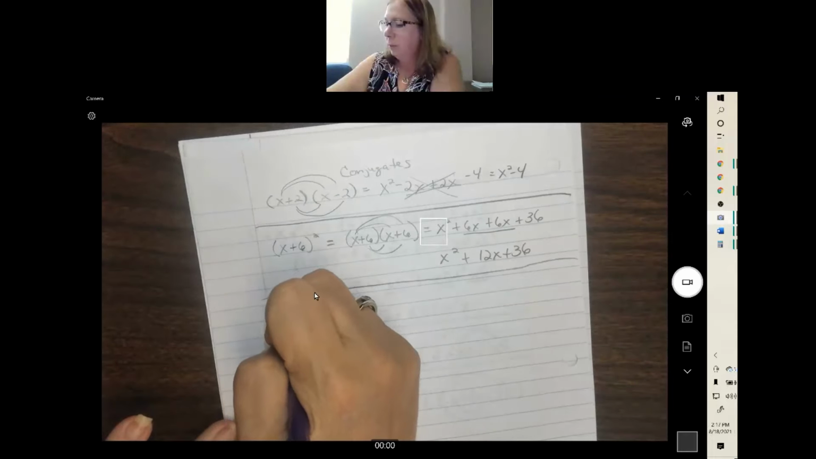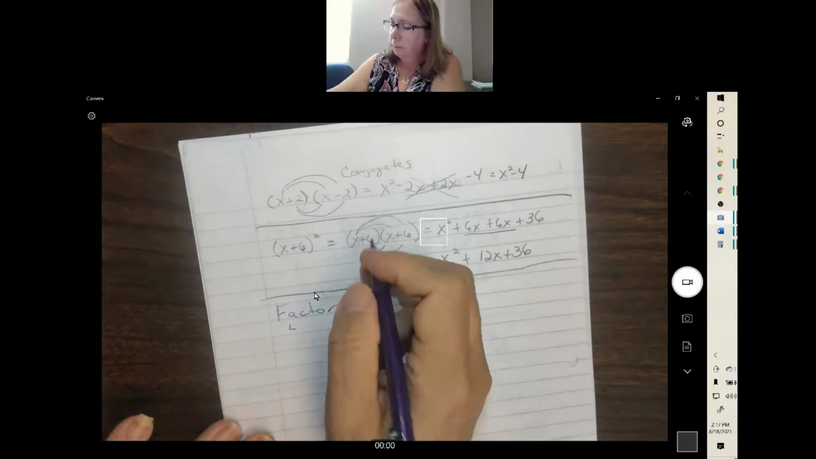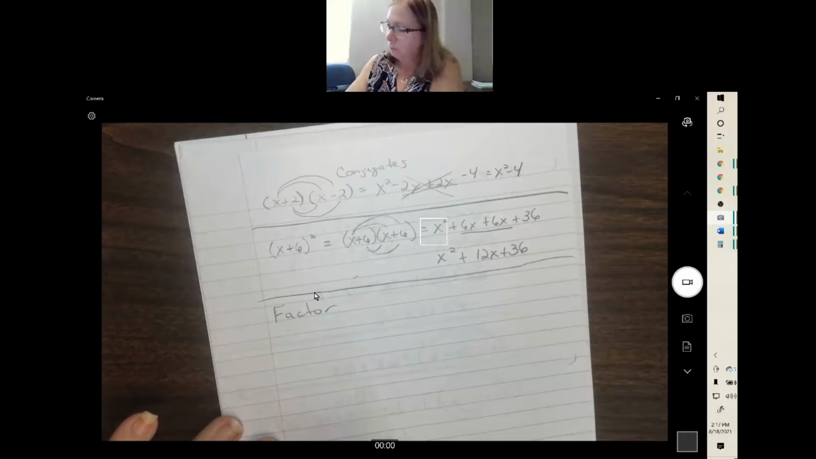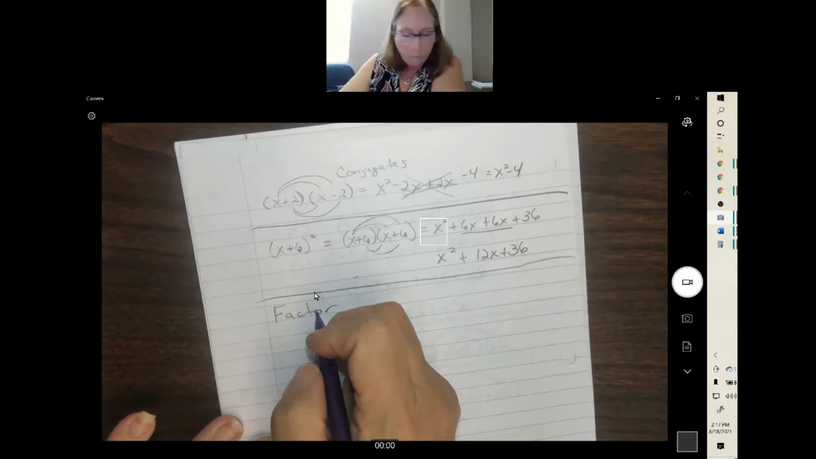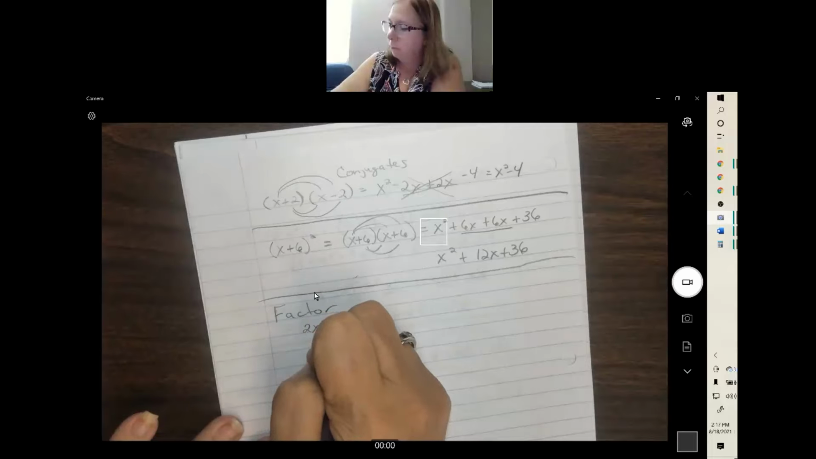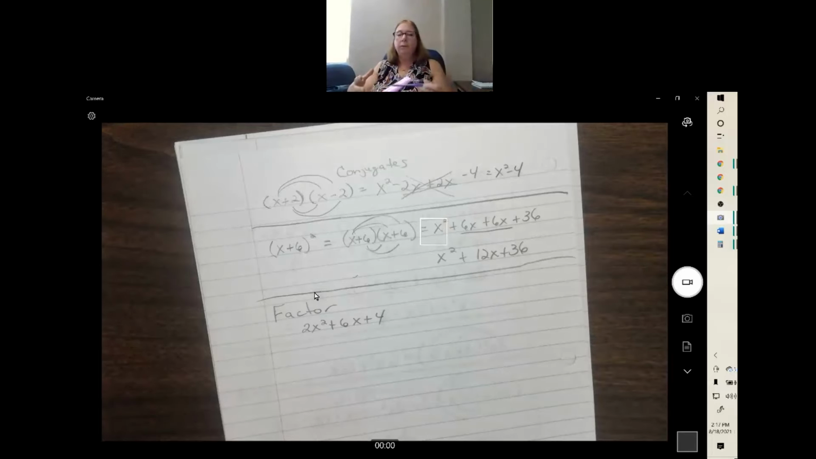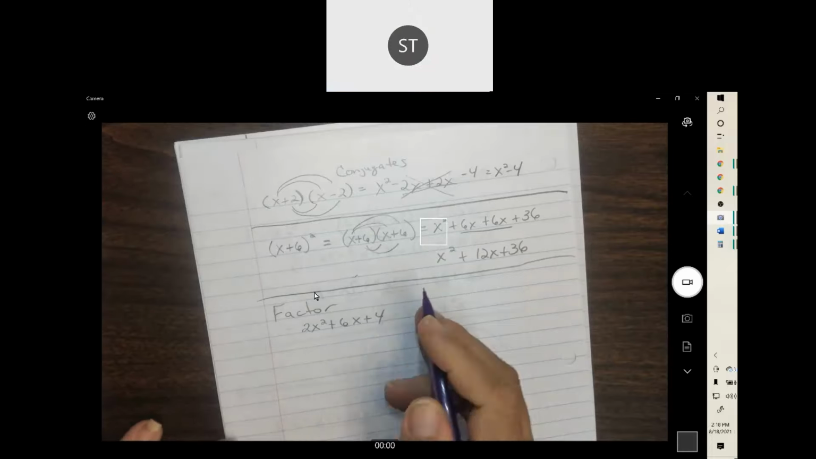Okay, let's try the opposite. Let's try and factor. Now, when you go to factor, the first thing you want to do is look at the terms, and in this case, there's 3 of them. Is there anything we can factor out of all 3 terms? Anything that divides into them? Anyone? 2. We can pull a 2 out because 2 divides into all 3 terms.